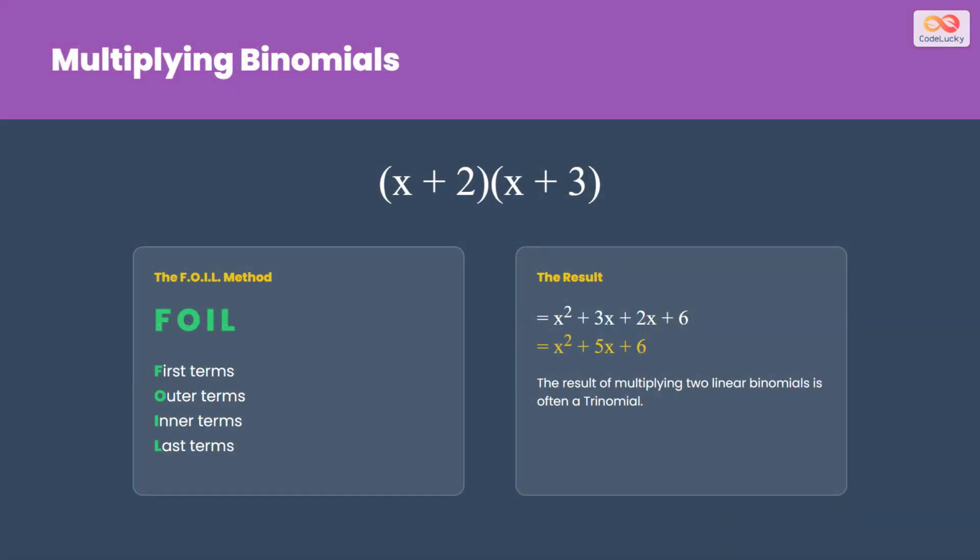When multiplying two binomials, like the quantity x plus 2 times the quantity x plus 3, we often use the FOIL method. FOIL stands for first, outer, inner, and last. This mnemonic helps you remember to multiply every term in the first parenthesis by every term in the second one. The result is usually a three-term expression, called a trinomial.